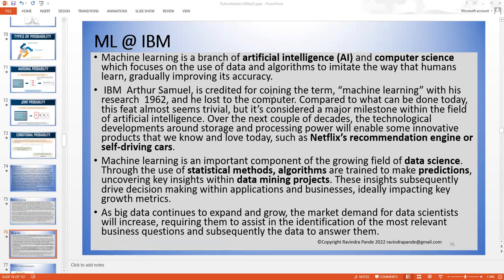Machine learning is an important component of the growing field of data science. Through the use of statistical methods, algorithms are trained to make predictions, uncovering key insights within data mining projects.